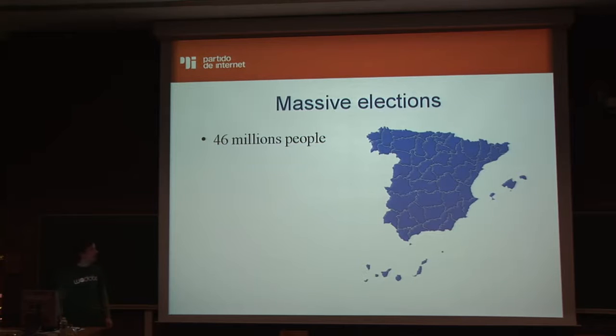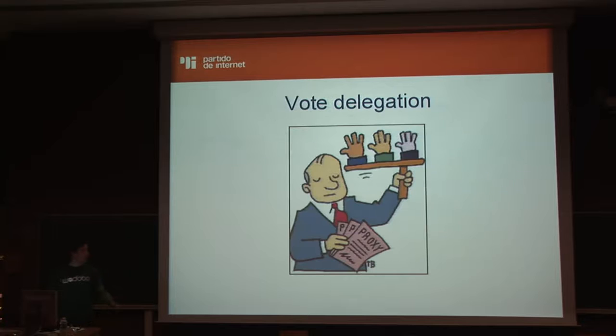You need to be sure that your ballot, your vote, will be correctly captured. Another requirement is that we need to support massive elections. There are 46 million people in Spain. And massive election means two things: not only many people, but also a lot of votings a year, 7,000 in the Congress. So the voting system needs to support this kind of thing. And of course, the third requirement is vote delegation.